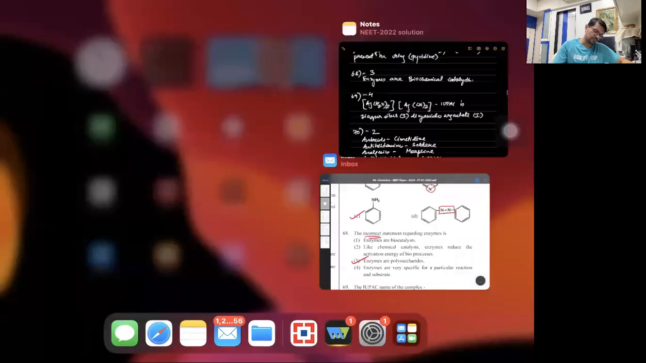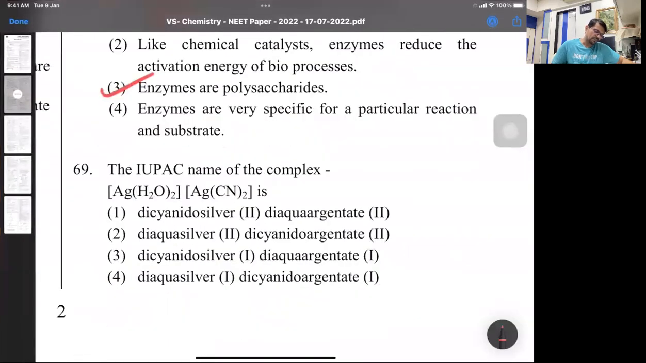Then 69, the IUPAC name, it's very simple. First one is Ag with H2O twice. So diaqua. Is this clear? Because H2O is 2 times. So diaqua silver, where silver, we know, is always oxidation state +1. Now this is a neutral complex. So it will be just written as diaqua silver(I) for the first one.